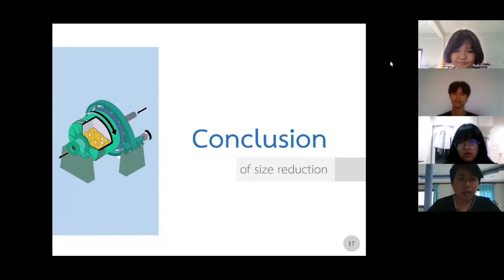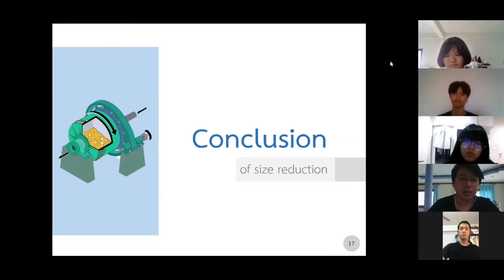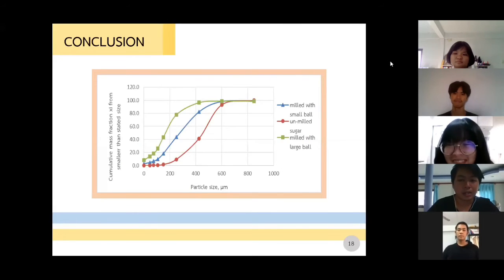Next, I'm going to talk about the conclusion. Size reduction of sugar depends on the speed, size, and number of balls in the ball mill. We set the speed of the ball mill by calculating the critical speed and choosing 70 to 80% of the estimated critical speed. If we use more than one size of ball, we must use the critical speed of the smallest ball size. In this experiment, we found that 120 small balls make size reduction of sugar less than 50 large balls.